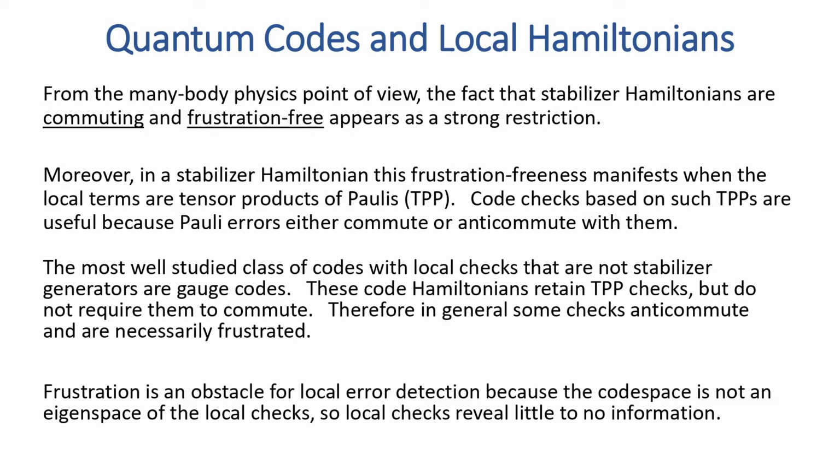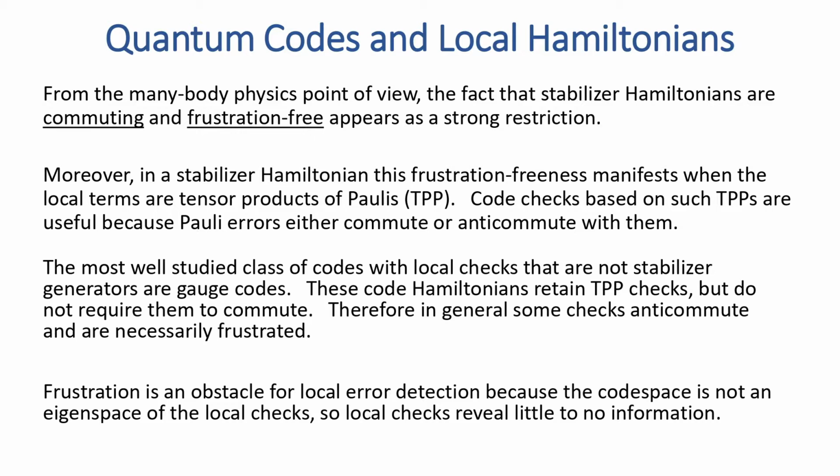Okay, but if you take both of those things together, Paulis must either commute or anti-commute. So if you have a non-commuting Hamiltonian where the local terms are TPP, then some of those checks must anti-commute, and that is why these Hamiltonians are necessarily frustrated. As has been observed many times, this frustration is an obstacle, not an insurmountable one, but an obstacle for local error detection. And the reason for that is because the code space is not an eigenspace of the local checks.